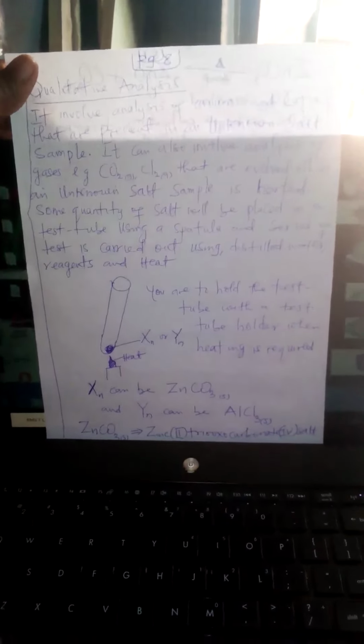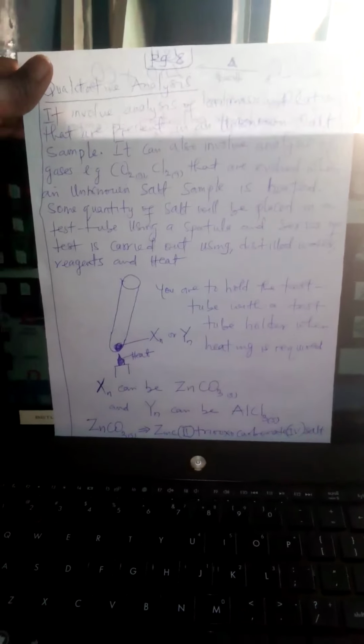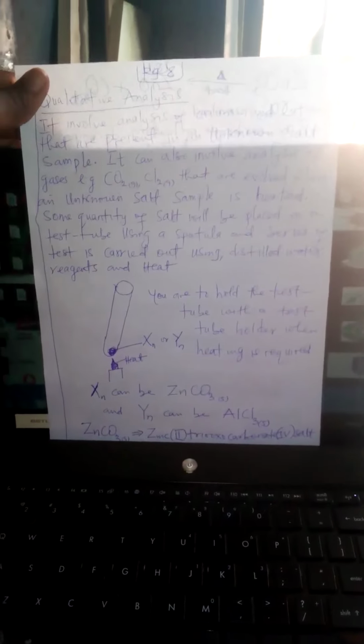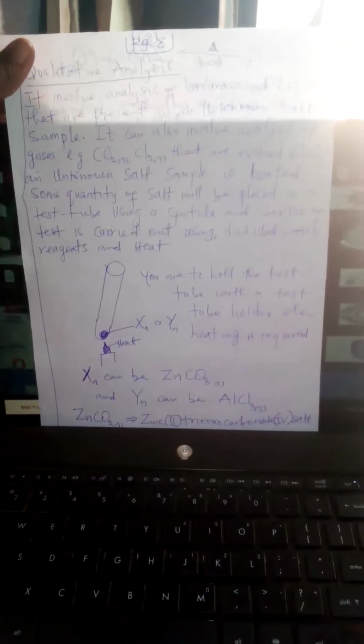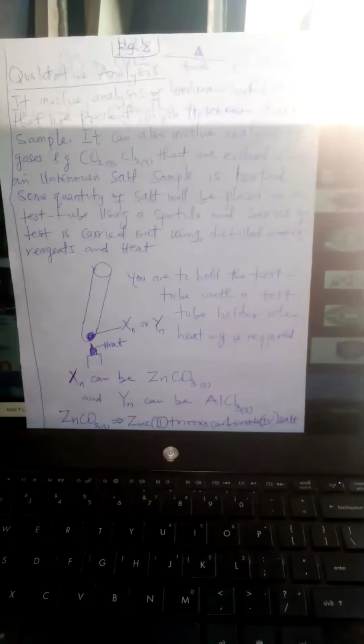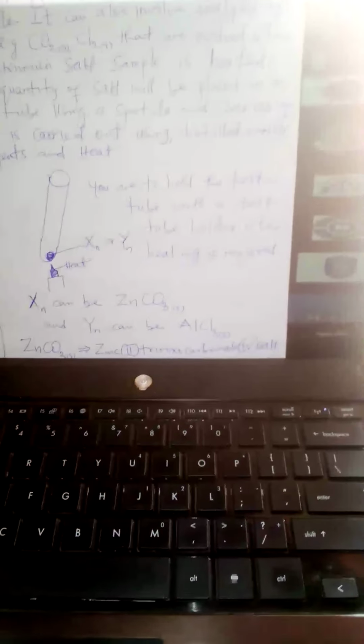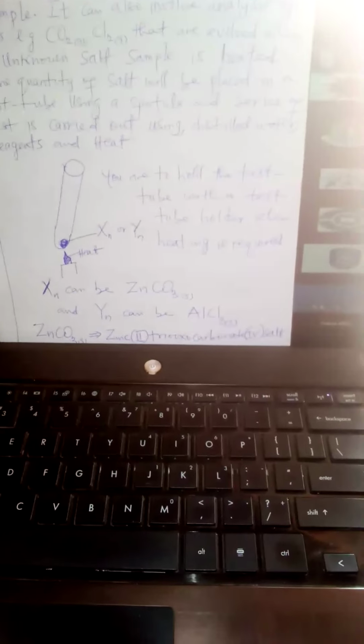Some quantity of salt will be placed in a test tube by making use of a spatula, and a series of tests is carried out using distilled water, some reagents like aqueous ammonia, aqueous sodium hydroxide, lime water, and you can also be asked to heat it up. You can see the diagram of the test tube. So you have to hold the test tube with a test tube holder when heating is required.